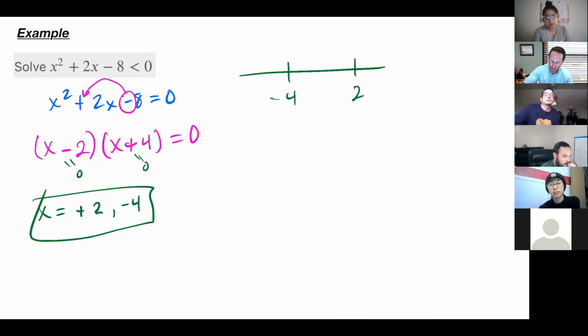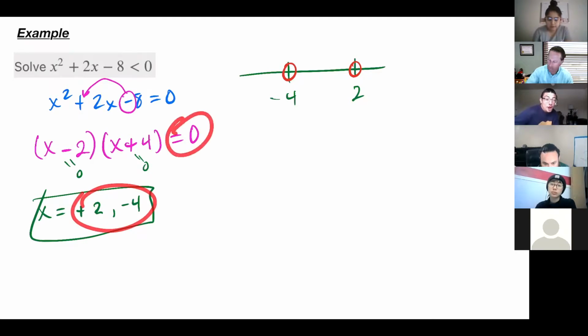And are these solutions included in this? No. Are those solutions to this? No. No, very good. If it was equal to as well, then yes, this would be a solution and this would be a solution. But that means everywhere else is either going to be, since this is the only two places that it is 0, we're going to put a big open dot there and there because we know that those are not solutions. But that is where it is equal to 0.